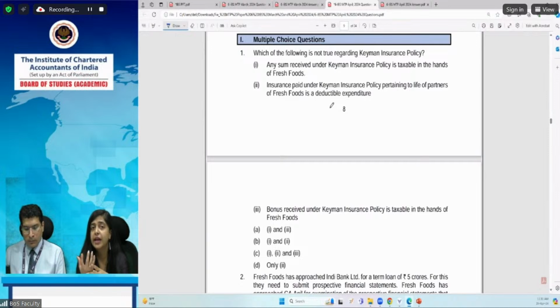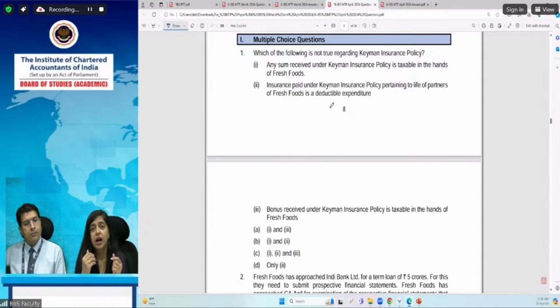Now there is also a circular issued by the CBDT, which talks about the expenditure: whatever expenditure the person pays for the Keyman insurance policy would be a deductible expenditure. Why is it so? Because you are taking the Keyman insurance policy for your business purpose, just to protect and safeguard your business. In case of the demise of the Keyman person, your business will not be impacted, or if it is impacted, you have sufficient funds to start your business again. So normally Keyman insurance policy is taken in such cases.